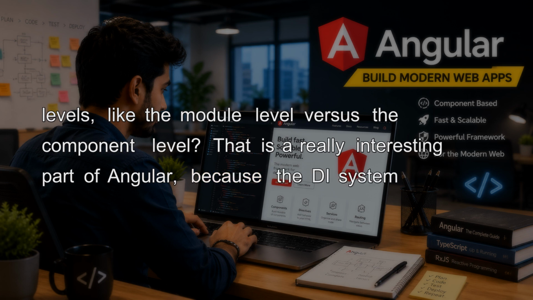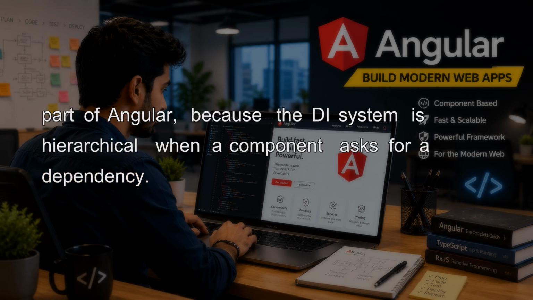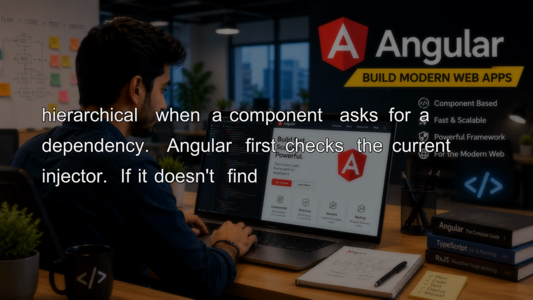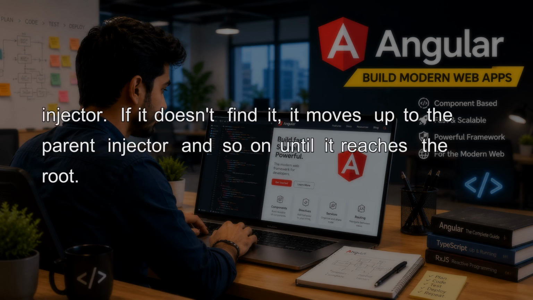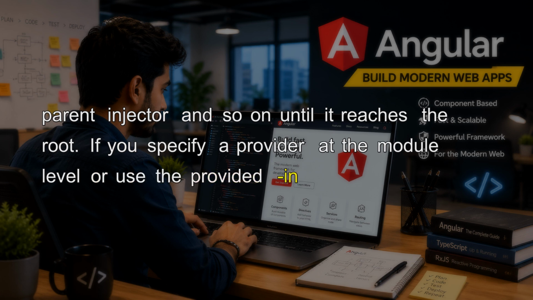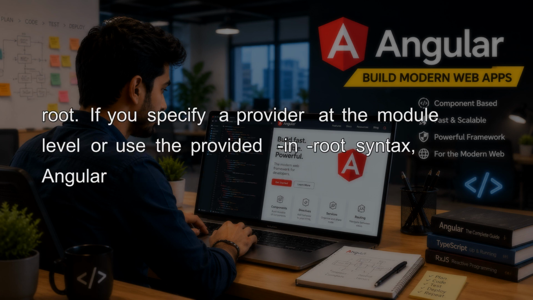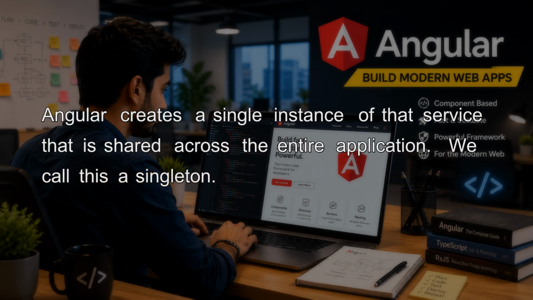Because the DI system is hierarchical, when a component asks for a dependency, Angular first checks the current injector. If it doesn't find it, it moves up to the parent injector, and so on, until it reaches the root. If you specify a provider at the module level or use the providedIn root syntax, Angular creates a single instance of that service that is shared across the entire application. We call this a singleton.